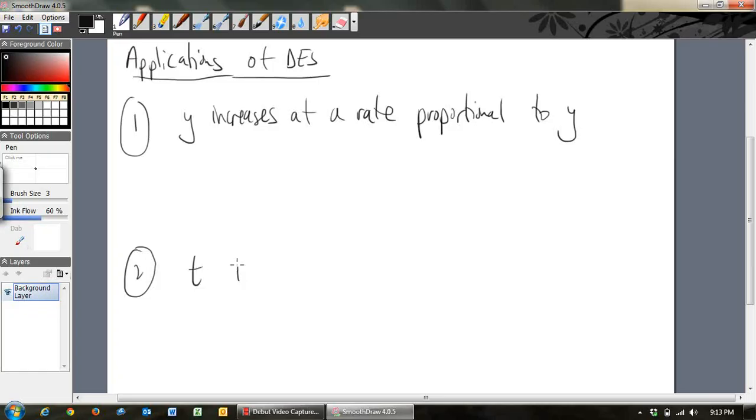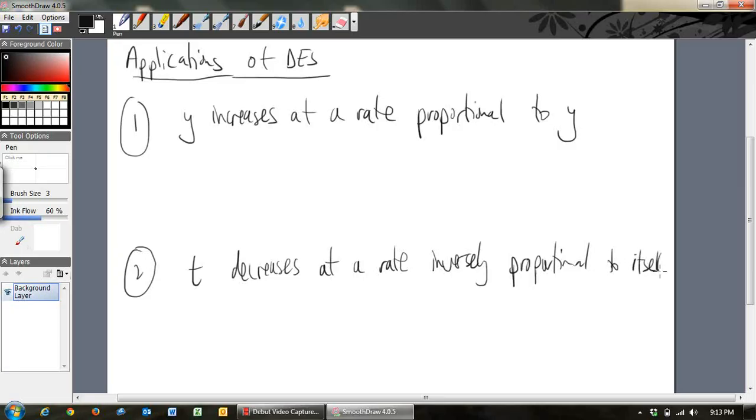It might be t decreases at a rate inversely proportional to itself, or something like that. Okay, so let's just have a look at each of these situations.